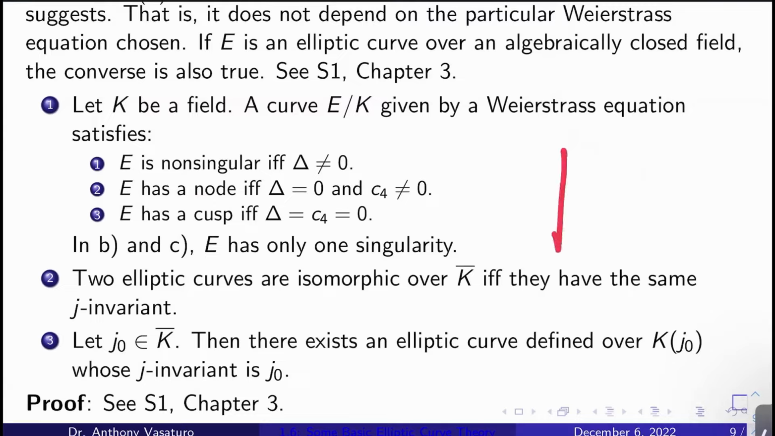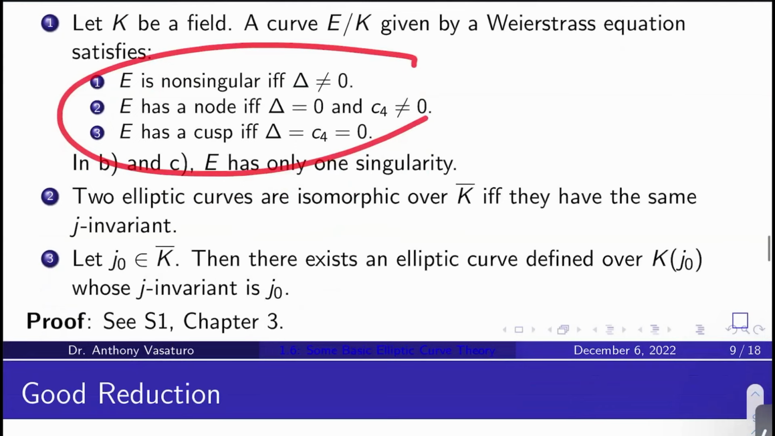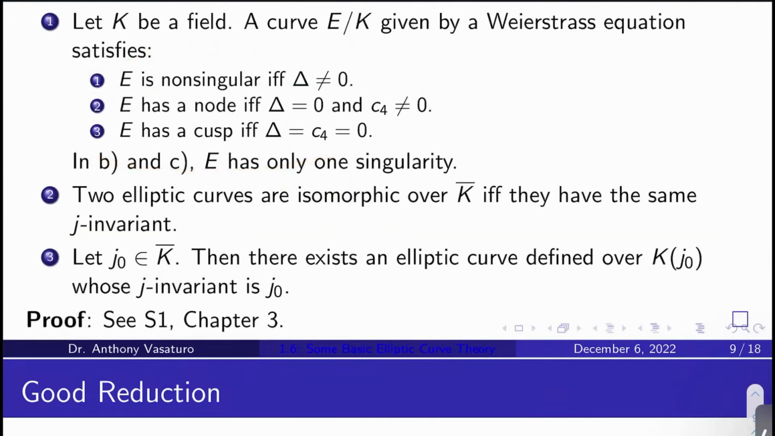And E has a cusp, so in the affine plane, I'm thinking of a cubic that looks like this, if and only if delta and C4 are both 0. And in B and C here, E only has one singularity, and furthermore, there are no other options. Well, of course, there are no other options, but that isn't clear until you've proven this. Okay, now, two elliptic curves are isomorphic over K bar if and only if they have the same J invariant. I told you that already.